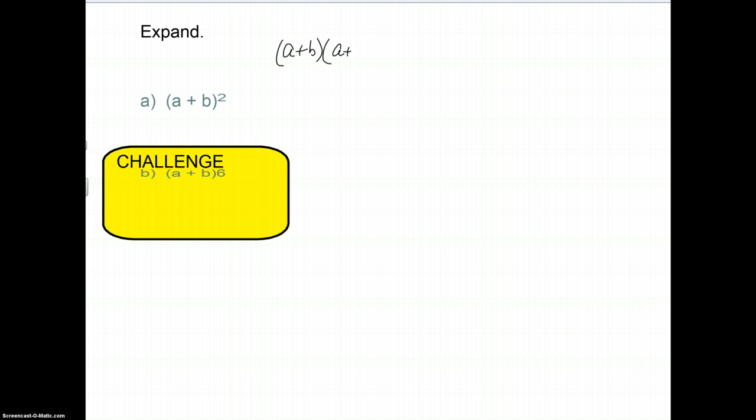times a plus b. And if we FOIL it, I'm going to get a times a, or a squared. Our outer is going to be a times b, or plus ab. Our inner, again, a times b, plus ab. And our last is b times b. So this becomes a squared plus 2ab plus b squared by combining the middle terms. And we have just performed the binomial expansion of this.